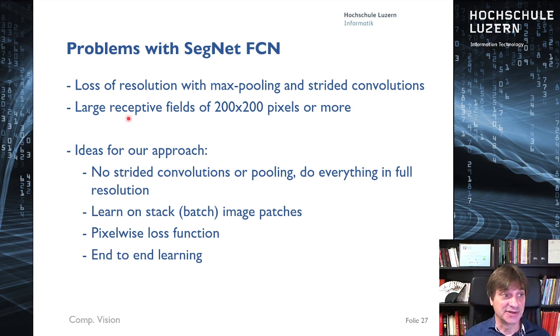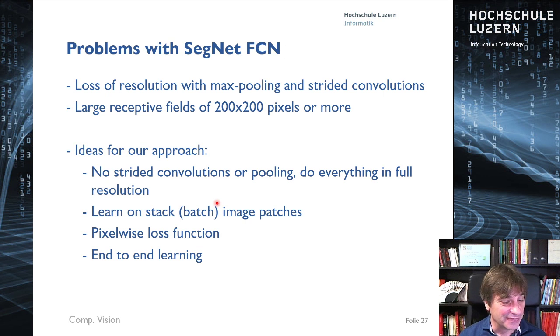Also, SegNet has really large receptive fields of 200 by 200 pixels, which works fine if you want to detect buildings or roads, but for eczema we thought we didn't need those 200 by 200 pixels. If you go to a doctor, he will take a magnifying glass and just look at your local neighborhood there, which in pixels might be 30 by 30 pixels, but not so large.